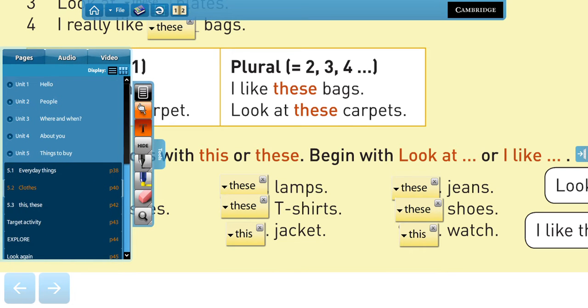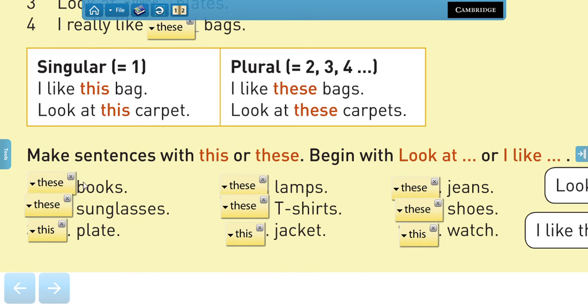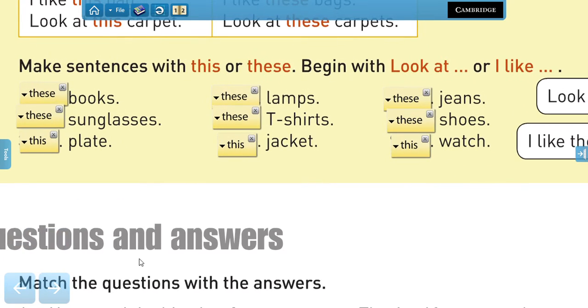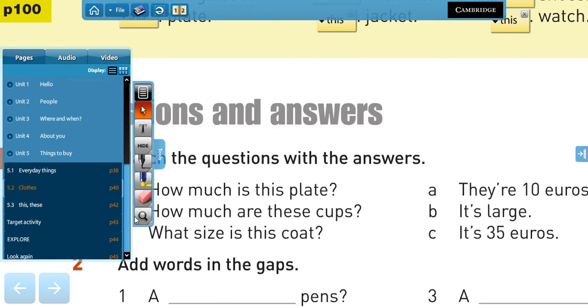For example, you can say, look at these books. I like these sunglasses. Look at this plate. Look at these lamps. I like these t-shirts. Look at this jacket. Look at these jeans. I like these shoes, or I like this watch. Yes? Very, very good. Now, questions and answers.